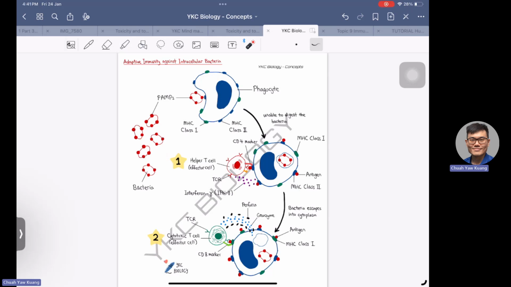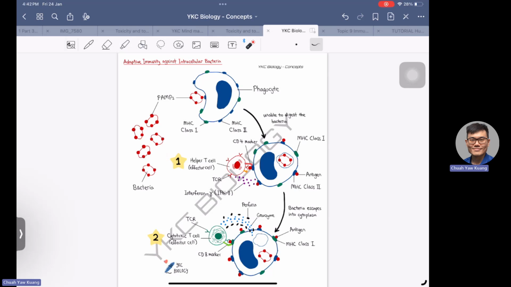However, there are some bacteria that can actually evade or escape from the digestion by the lysosome. These bacteria will be able to stay inside the phagosome, in other words, stay inside the phagocyte. At this point, we can say that these bacteria are the so-called intracellular bacteria.